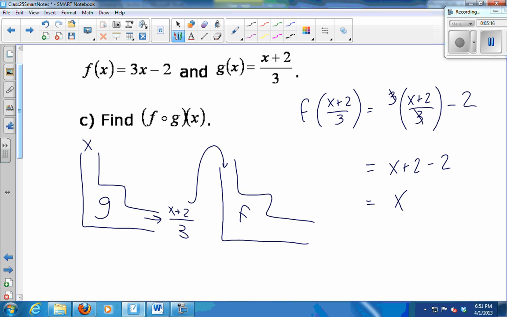So when I plug x into g, out comes x plus 2 over 3. When I put that into f, it turns it back into x for me. So if I compose them in either direction, they undo each other. f undoes all the work that g did. g undoes all the work that f does.